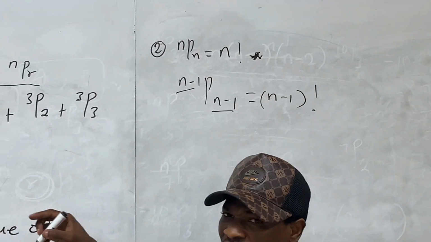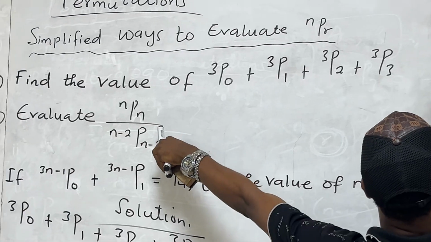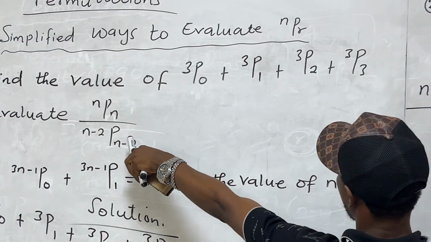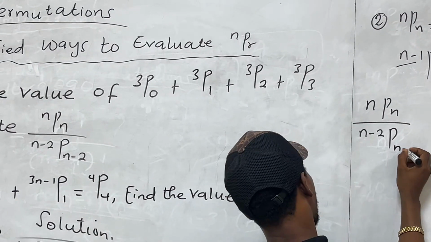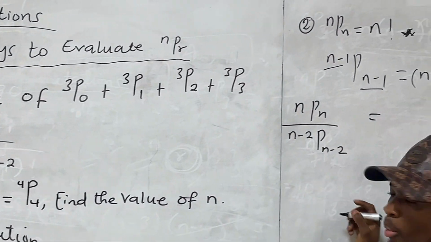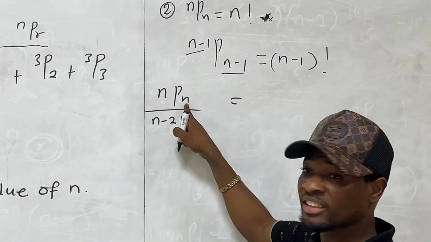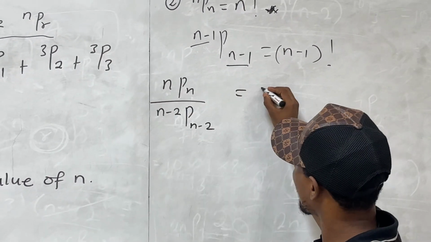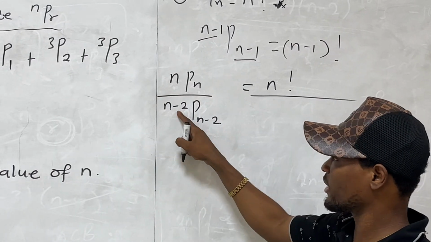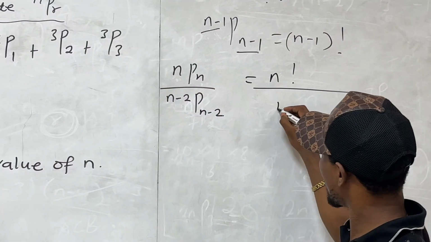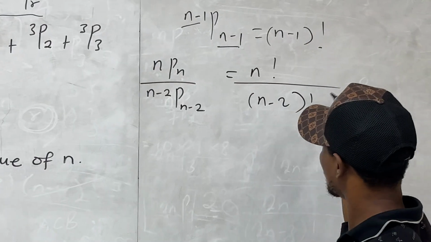So now for the question we have, evaluate n permutation n all over n minus 2 permutation n minus 2. What is common here? n permutation n is here, so we say n factorial. So we have n factorial all over this and that. You see, they are common, you pick one. So you have n minus 2, then all factorial.